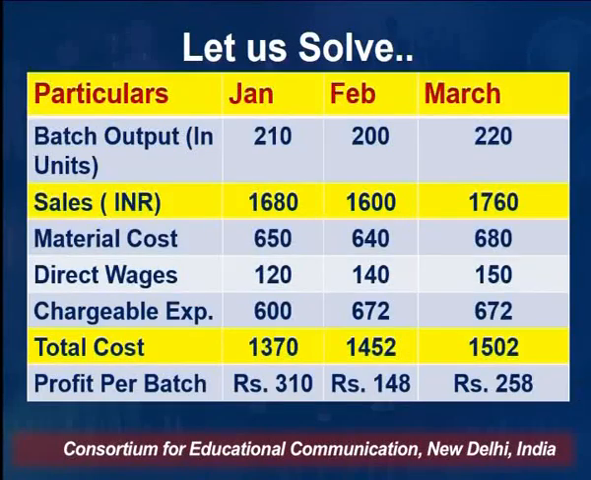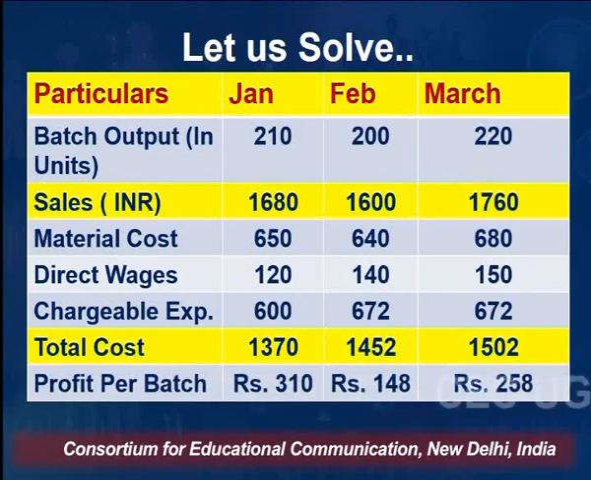So let us solve this question. For 3 months batch output is given in the question. I have simply posted it here: 210 units, 200 units and 220 units. It is simply posted from the question which is given to us. Sales in terms of rupees, selling price per unit was given.